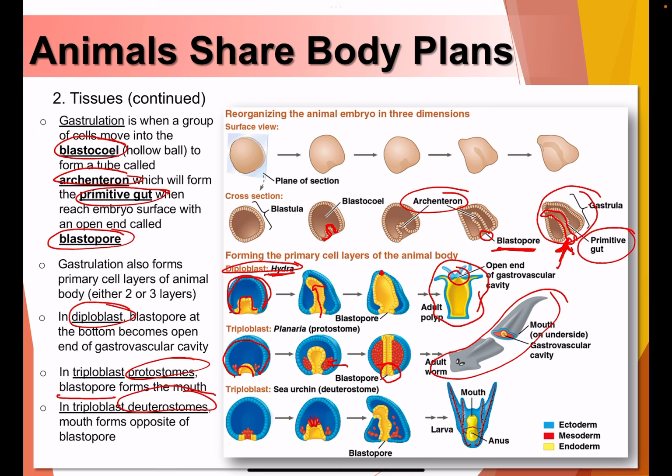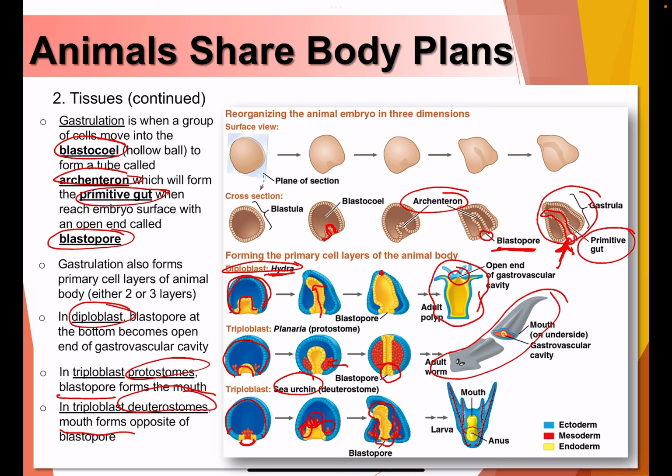And then triploblast deuterostomes, such as sea urchin, you still again have something similar, your ectoderm, your endoderm, and then here's your budding of your mesoderm cells. And mesoderm forms things on the outside, but there's your endoderm forming this digestive tract.